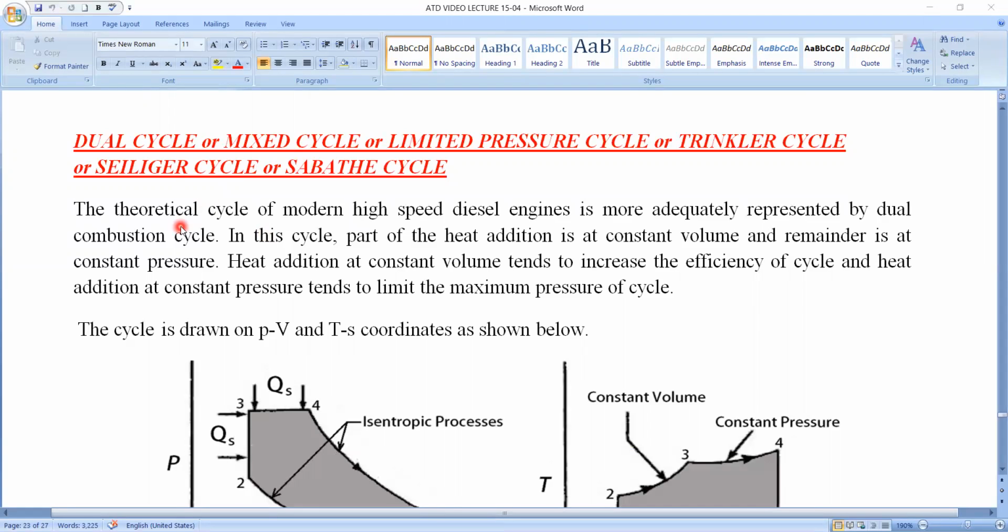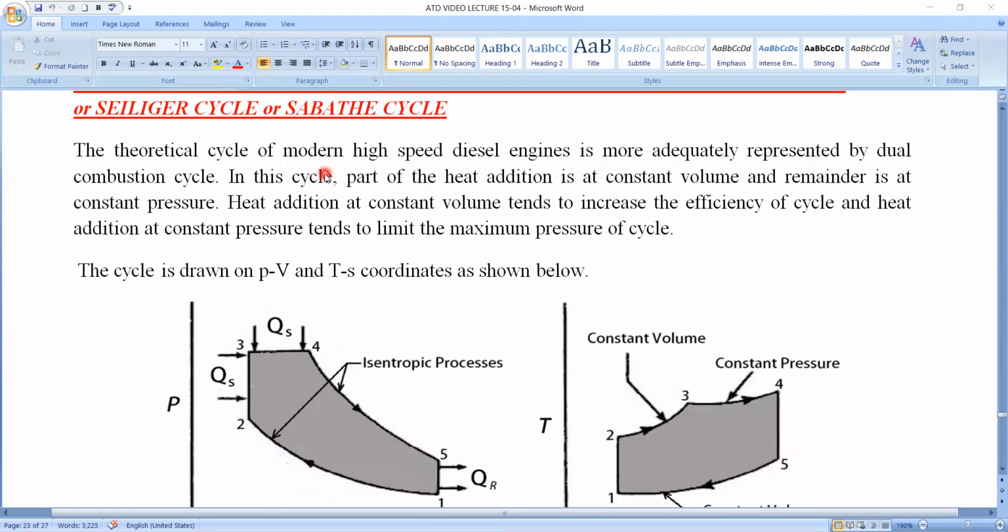Now this theoretical cycle of a modern high-speed diesel engine is more adequately represented by a dual combustion cycle. In this cycle, part of the heat addition is at constant volume and the remainder is at constant pressure. The heat addition at constant volume tends to increase the efficiency of the cycle, and heat addition at constant pressure tends to limit the maximum pressure of the cycle.